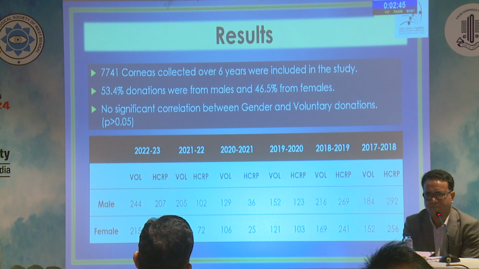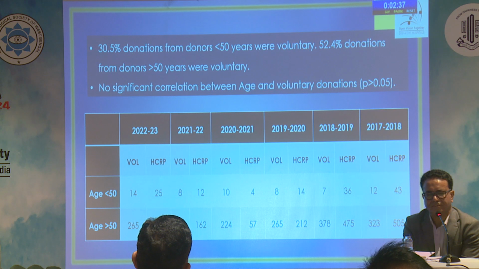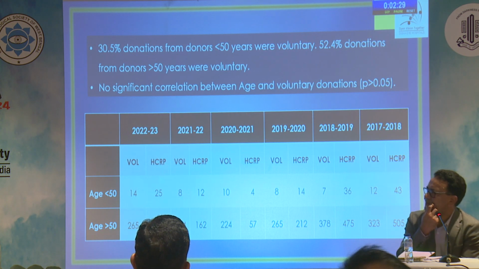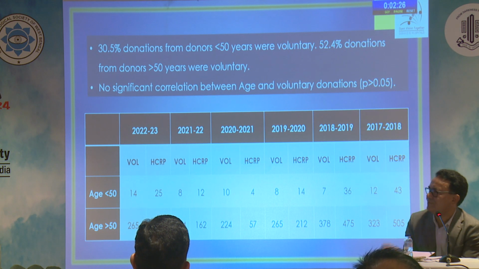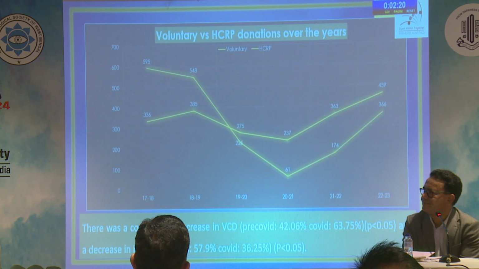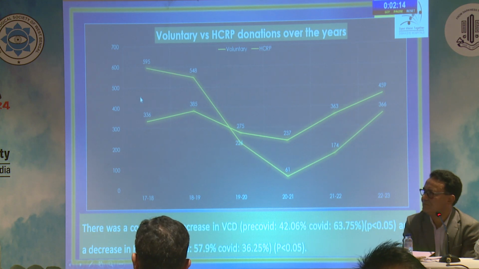53.4% of these donations were from males and 46% were from females. No significant correlation was seen between gender and voluntary donations over these years. 30.5% of donors less than 50 years of age were voluntary donations, and in those more than 50 years, only 52.4% donations were voluntary. There was no significant correlation between age and the voluntary donations received. We saw a trend of donations over the years, wherein during the COVID era, HCRP donations decreased, while the voluntary donations did not see a significant decline over the years.